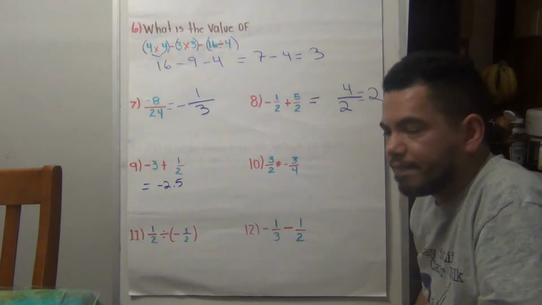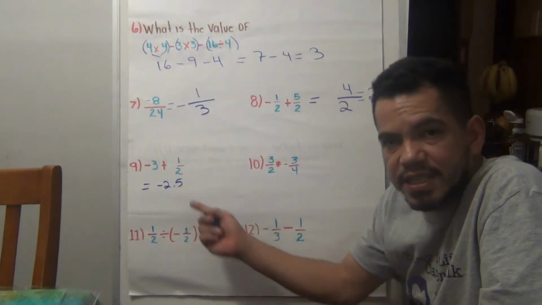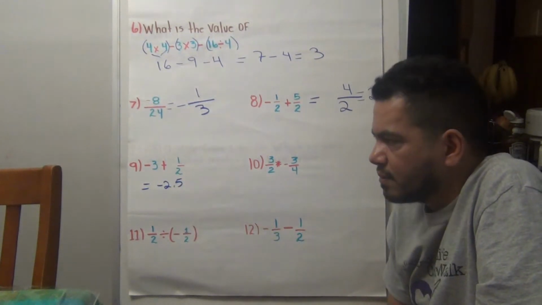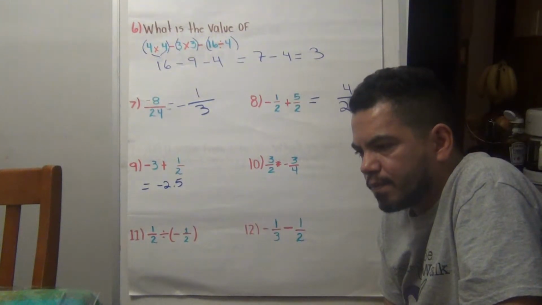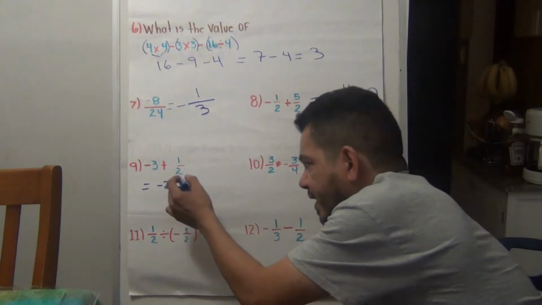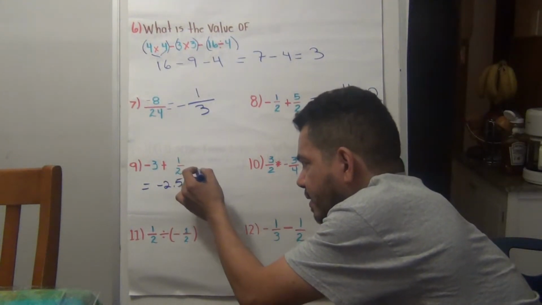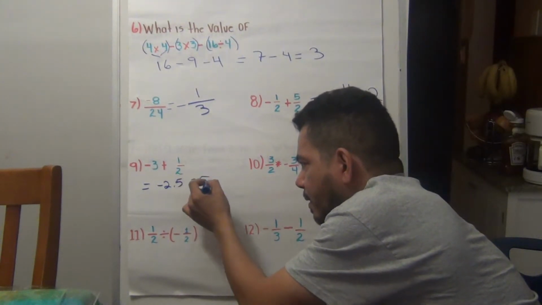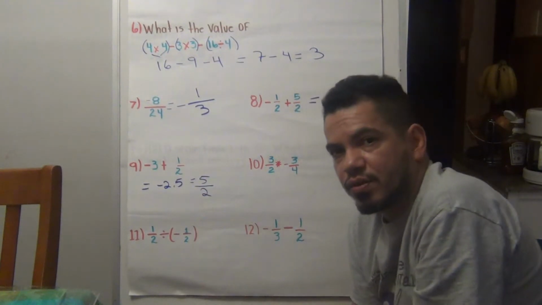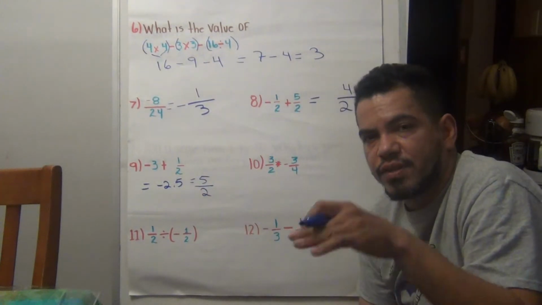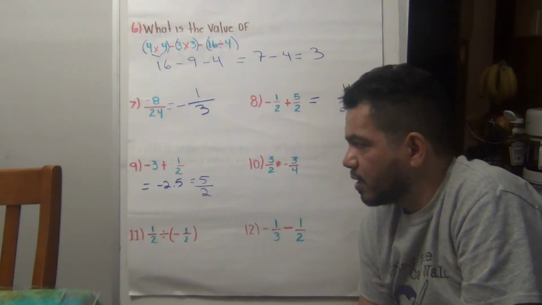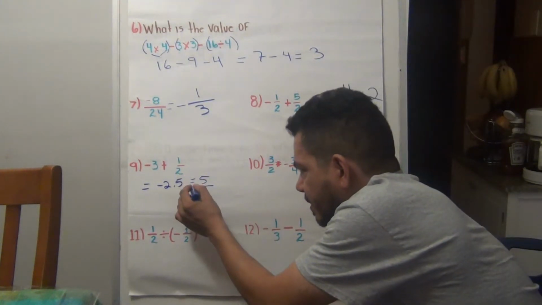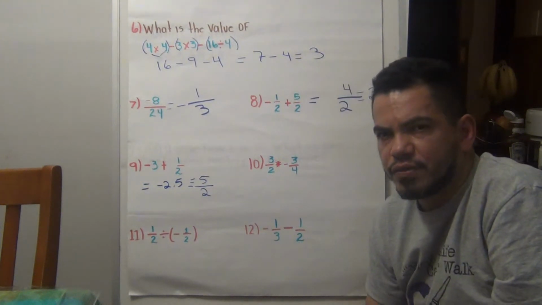Now let's think about money. This is $2.50. That is the same thing as 5 over 2. Because if you have $5 and you divide it by 2 between 2 people, you're gonna end up with $2.50. So this is the same thing as negative 5 over 2.